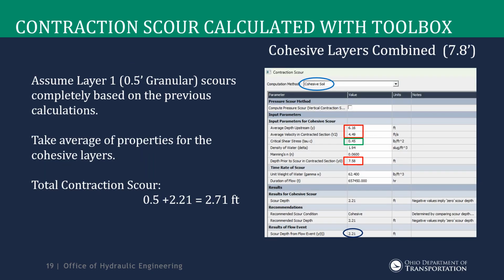For the computation method, you can see cohesive soil is what we picked. And then we add the hydraulic information, and you can see the upstream depth and velocities and the other information there, and the critical shear stress from the soil. And then we do the calculation, and we can see we have 2.71 feet of scour, which is less than the 3.37.